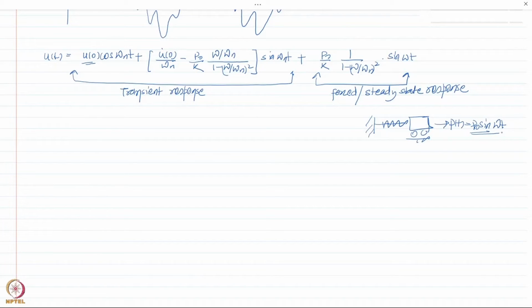Now the transient response depends on the initial condition. However, even if the initial conditions are 0, this force P naught would still provide some response to the system that would oscillate at the frequency omega n. How much of that response contributes to the total response depends on the frequency ratio omega by omega n, which we will see later. Now in reality, if you look here, the transient response seems like it would remain constant.